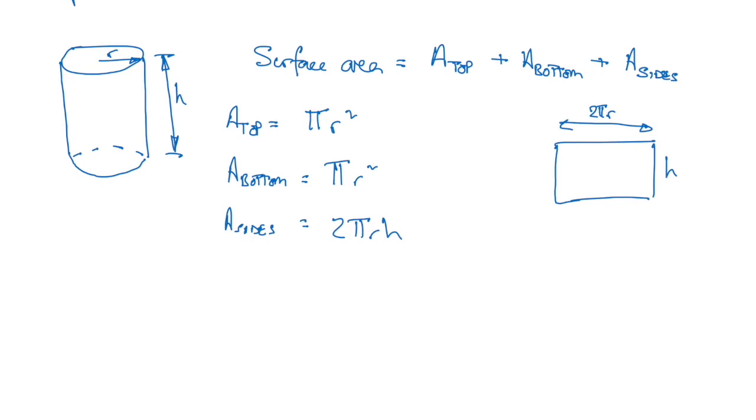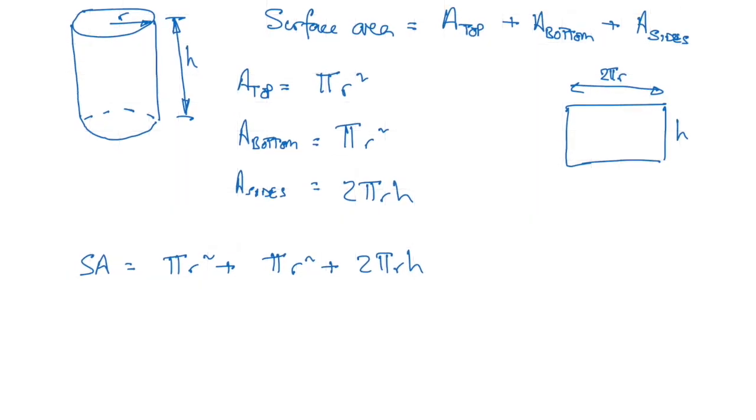Putting these into the equation for the total surface area, we get pi r squared plus another pi r squared plus 2 pi r h. Now what we can do is simplify down the formula.